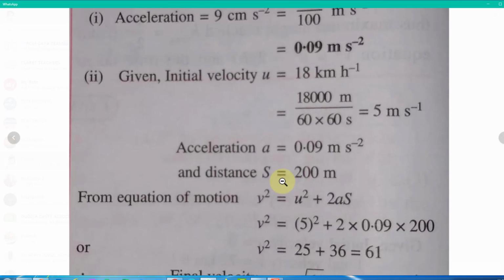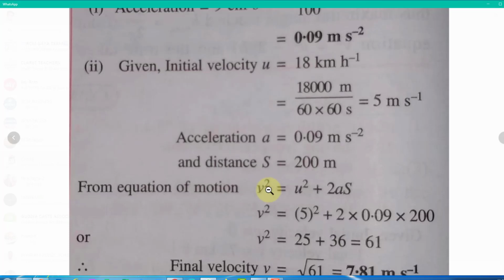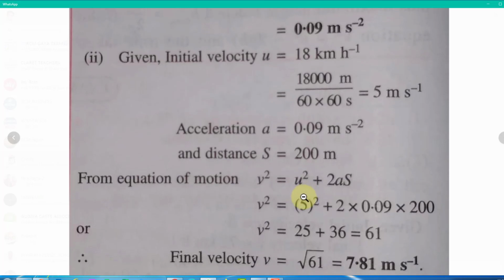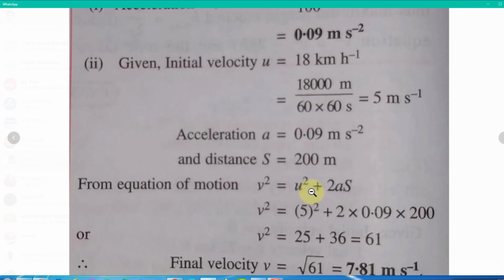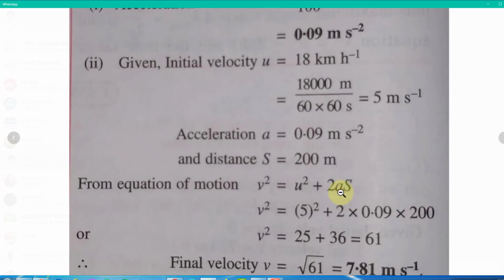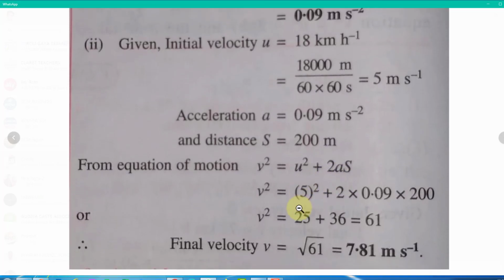Okay. What we have to find? Final velocity. Now see which equation we will use. Third equation of motion is exactly correct. V we have to find. U we have 5 meter per second. Then A we have 0.09 meter per second square. Distance S also we have 200 meter. So all these are there. So directly we will use third equation of motion.